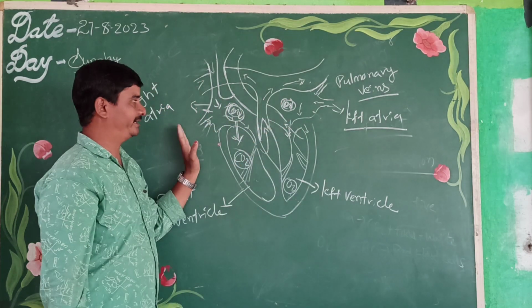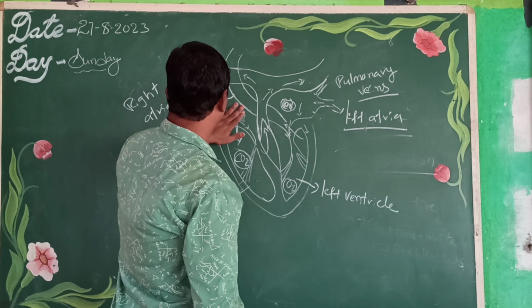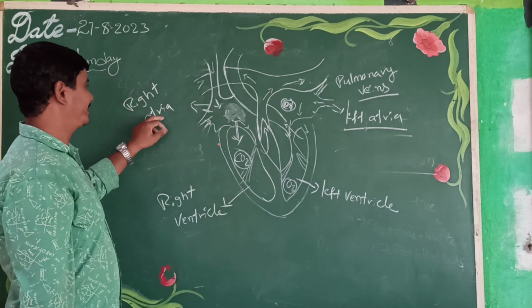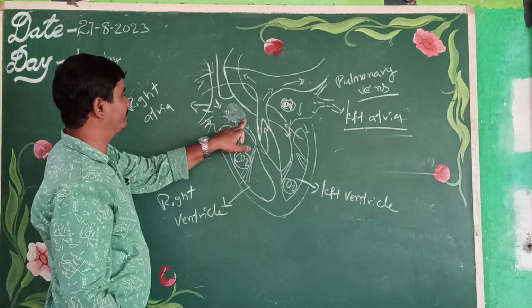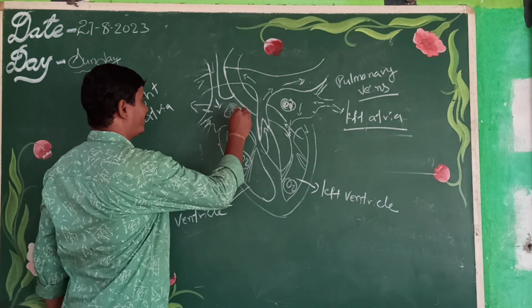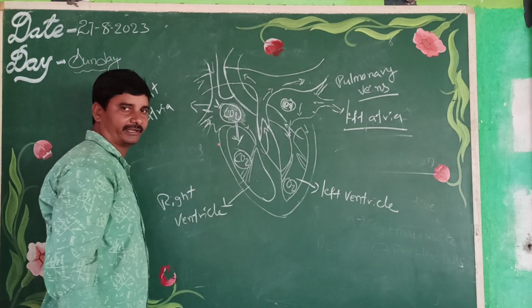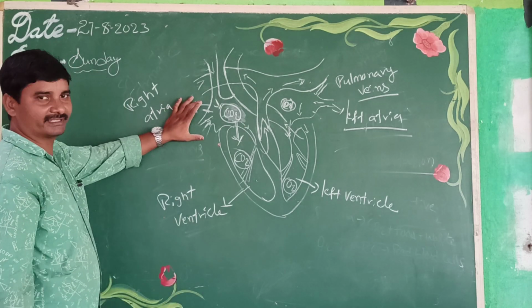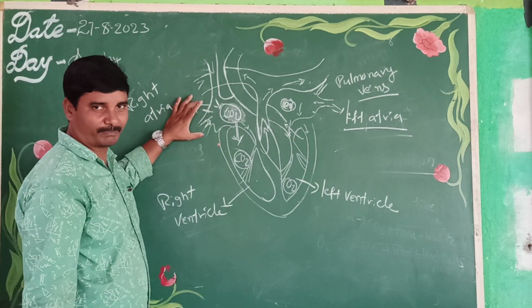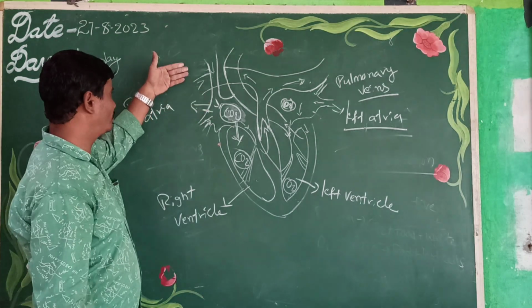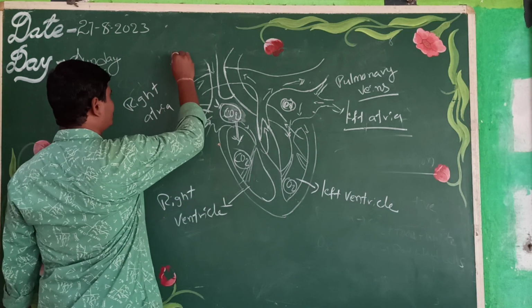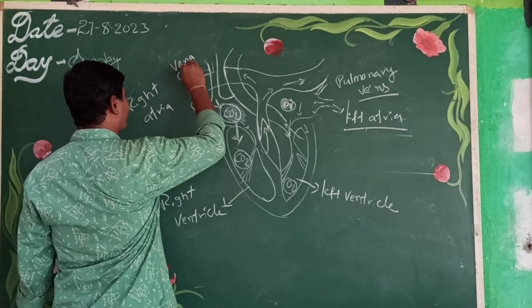And then go to the right side. Children, here on the right side is the right atrium. The right atrium is filled with carbon dioxide, deoxygenated blood. Which blood vessels bring deoxygenated blood from different parts of your body? The vena cava. This is the vena cava.